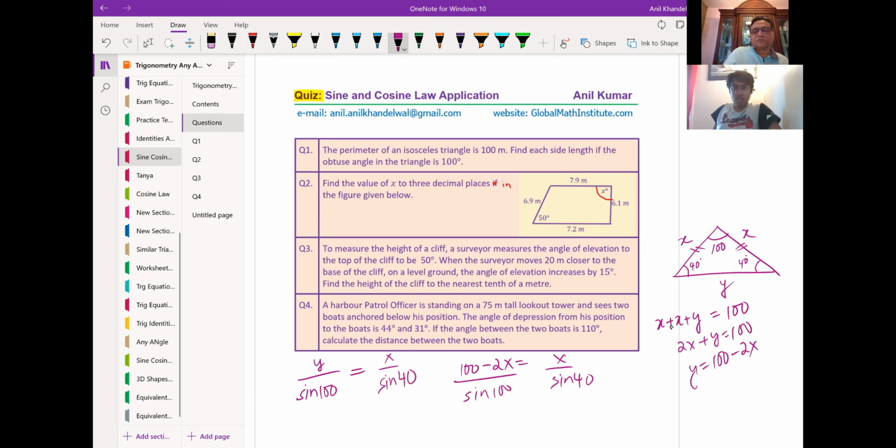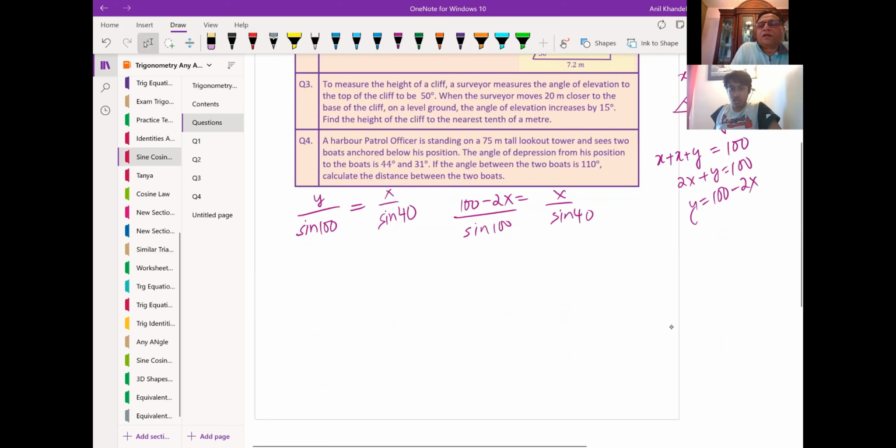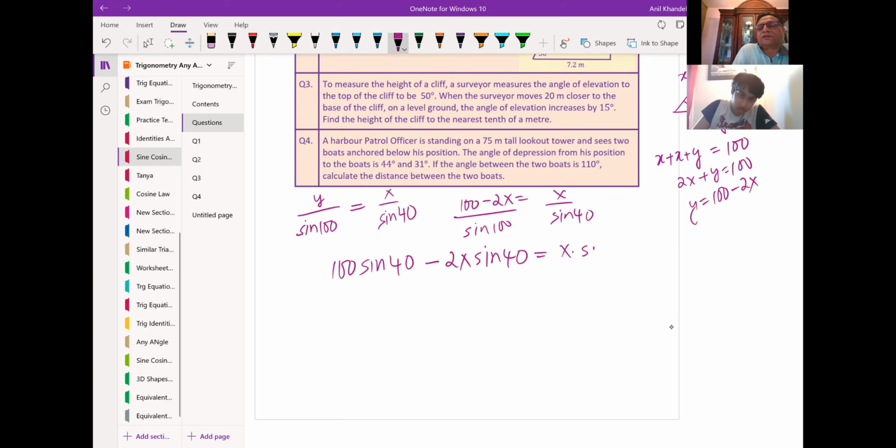Okay, so you could cross multiply and then do it. So we can say 100 sine 40, correct? Cross multiply, minus 2x sine 40 equals x sine 100. Is it okay? Okay, sir.